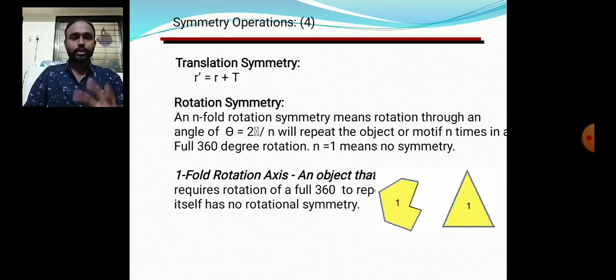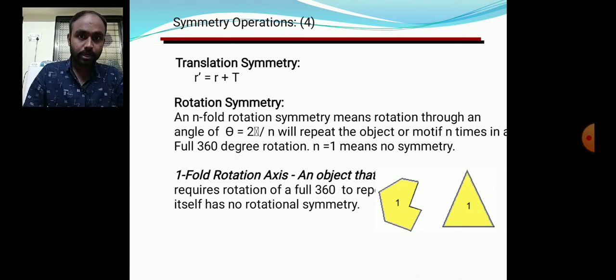Now if I rotate that square by 90 degrees, again it looks exactly the same, yes or no? If I rotate it by 180 degrees, again it looks exactly the same. If I rotate it by 270 degrees, again it looks exactly the same. And if we rotate it by 360 degrees, that means it comes to the original position, it looks exactly the same. So that square crystal possesses rotation symmetry.